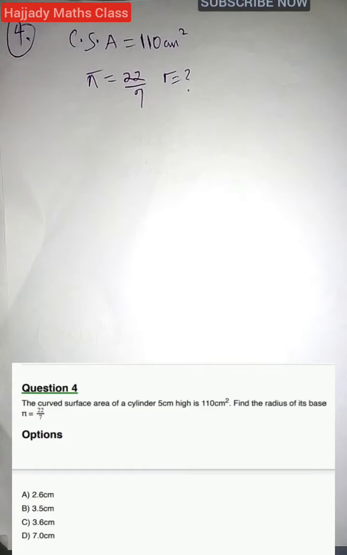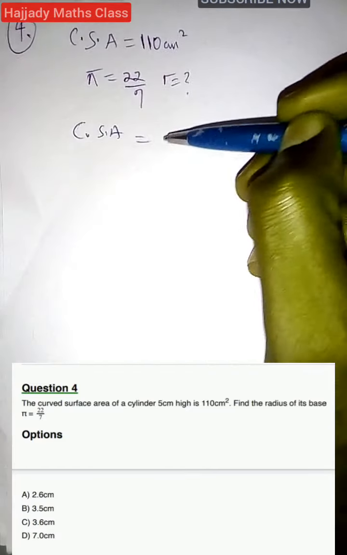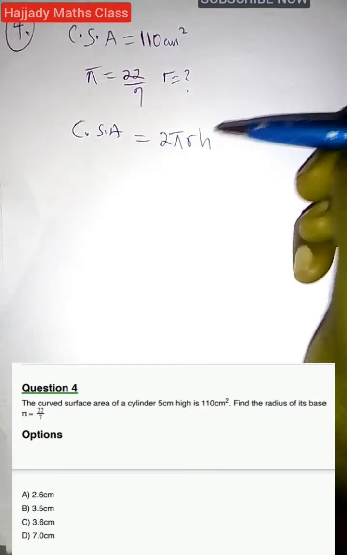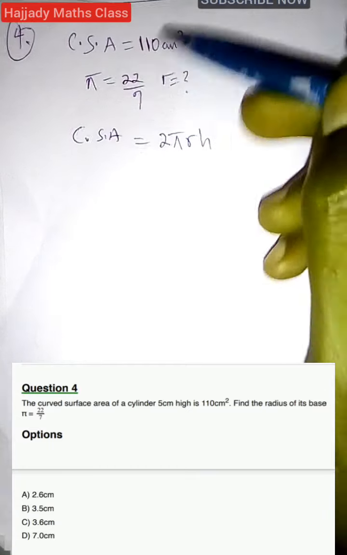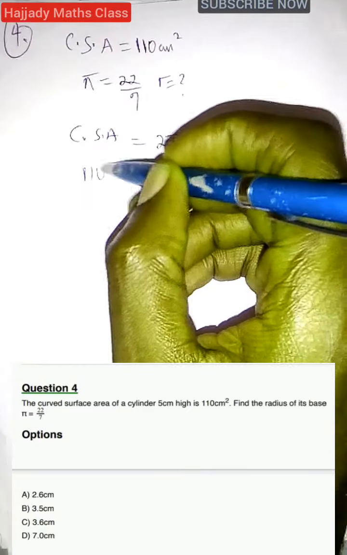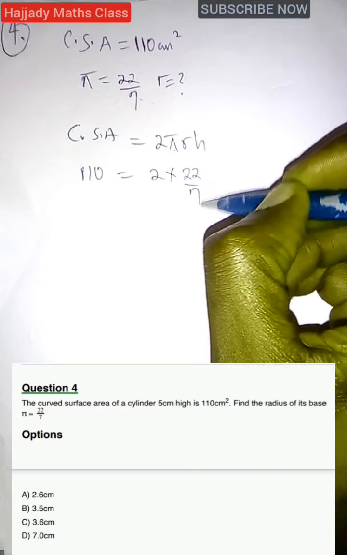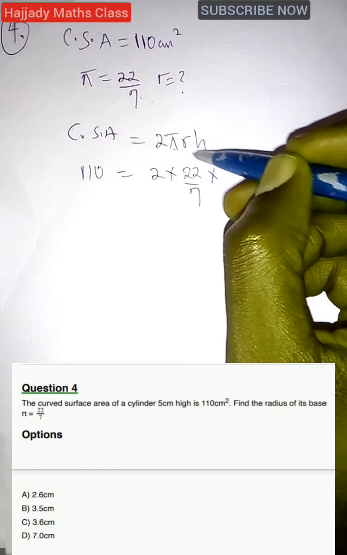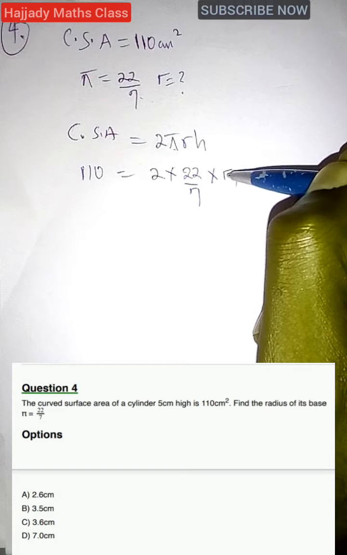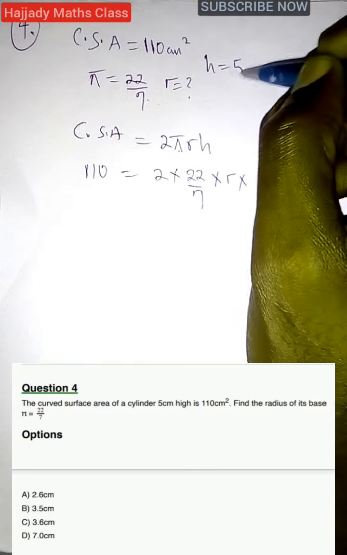Solving this now, don't forget the formula for calculating the curved surface area of a cylinder, which is 2 pi r h. Substituting in, 110, that is the curved surface area, equals 2 times pi, which is 22/7, times our radius, which is unknown, times the height. I forgot to mention that the height is 5 cm from the question.